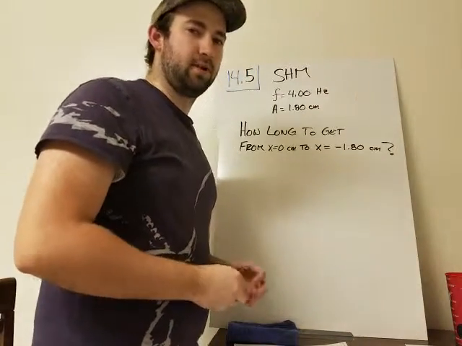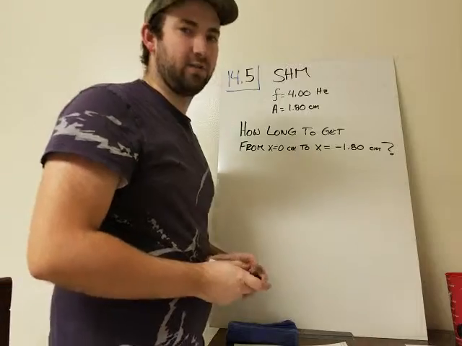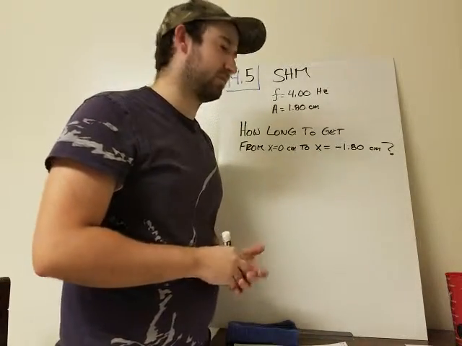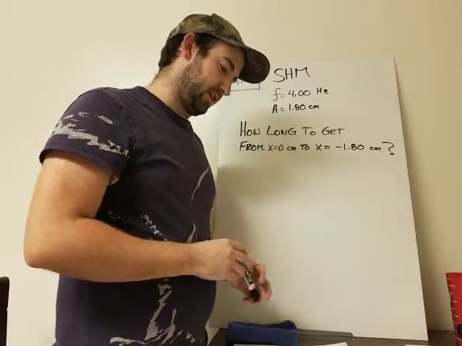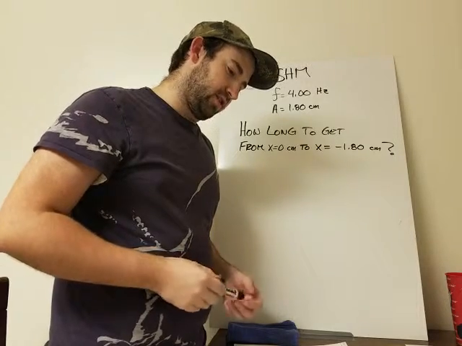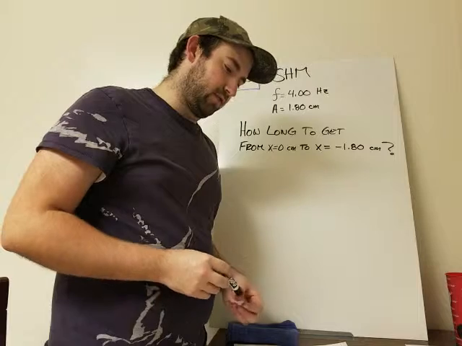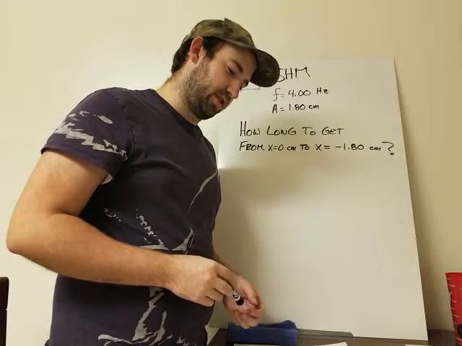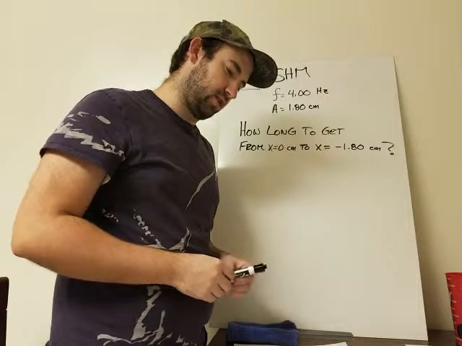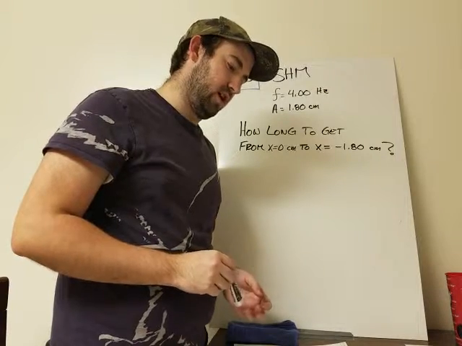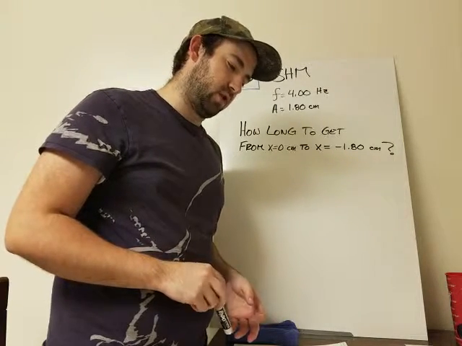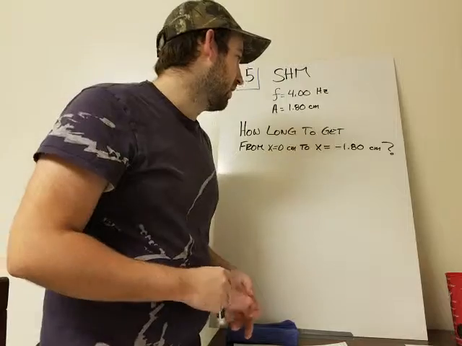Hi everyone, I'm going to be going over question number 5 from the chapter 14 bingo problems. Now in this problem it says a machine part is undergoing simple harmonic motion with a frequency of 4 Hz and amplitude of 1.8 centimeters. How long does it take the part to go from x equals 0 to x equals negative 1.8 centimeters?